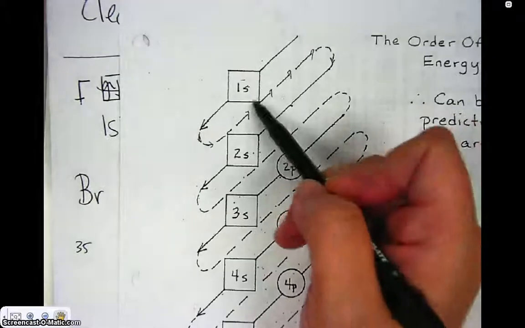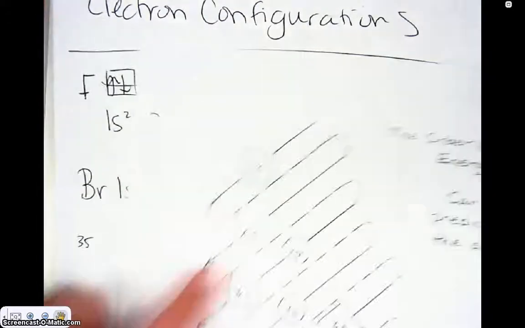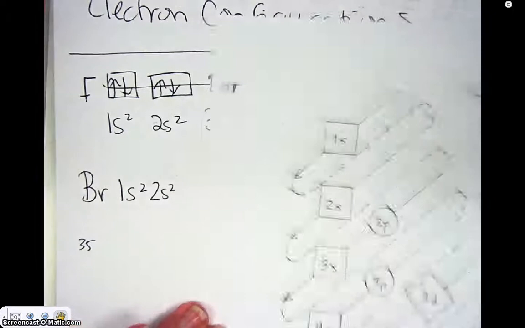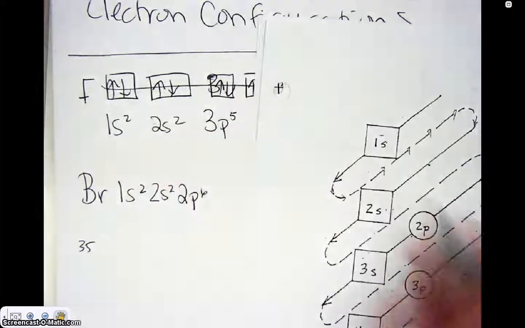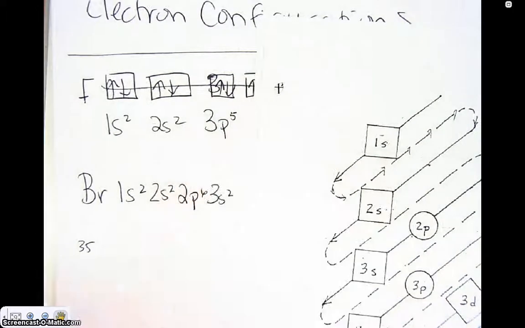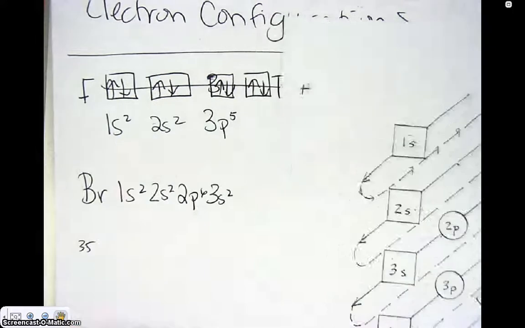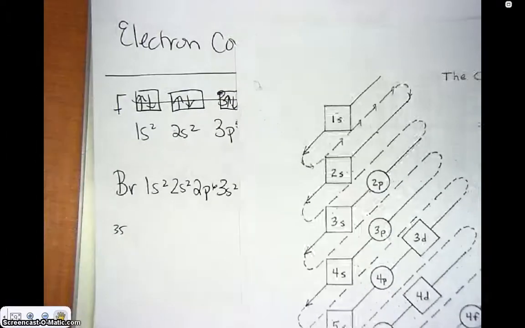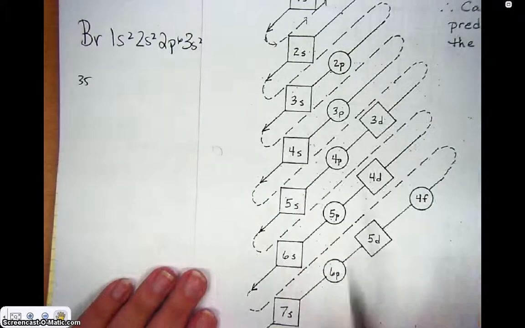So I start and I come to 1s, so I would just put 1s2. Next would be 2s2. Then here I'm up to 2p6, and then 3s2, and I've got to keep a running tab of how many electrons I have. As I'm going through my sheet, let me zoom out a little bit so you can see it better. So I went 1s2, 2s2, 2p6, 3s2, so I'm at a total of 12 electrons at this point.